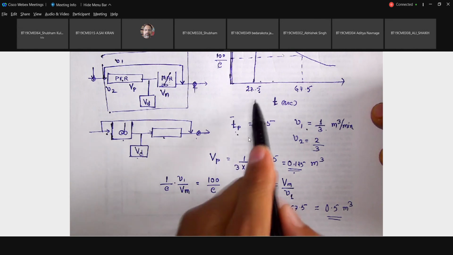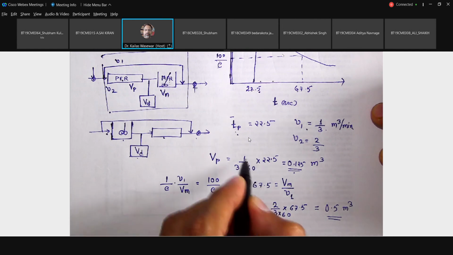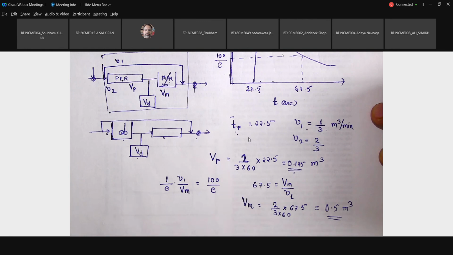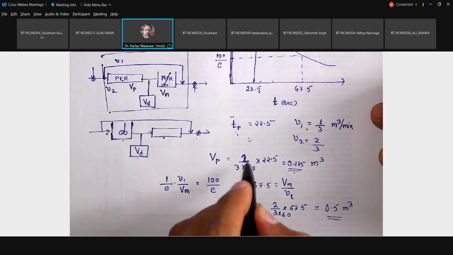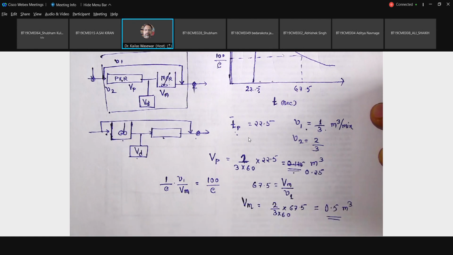VP, yes. You are absolutely right. It should be 2 by 3. Yes, correct. Very good. It should be 2 by 3. No, it should not be the V1. Yes, it should be 0.25. Yes, correct. Very good. Good observation. Yes, because here it will come the 0.25. Nice one.